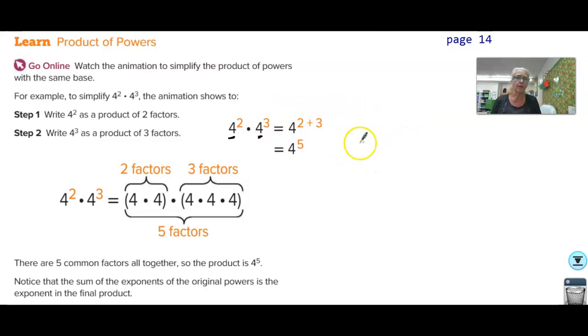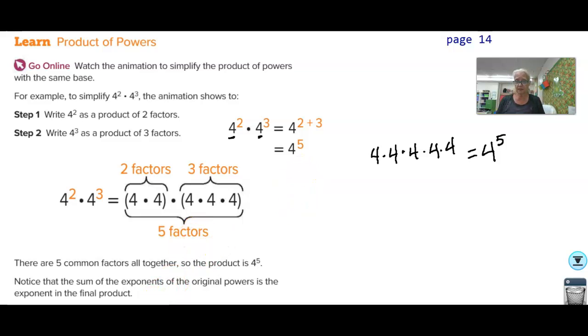And here's why. 4 to the second power is really just 4 times 4. And then it's being multiplied with 4 to the third power, which would be 4 times 4 times 4. Well, now we see that there are 5 4s, 4 to the fifth power. Basically, because these two were added to these three, and that's where this property comes from. 2 4s are combined with 3 more 4s to give us 5 4s.